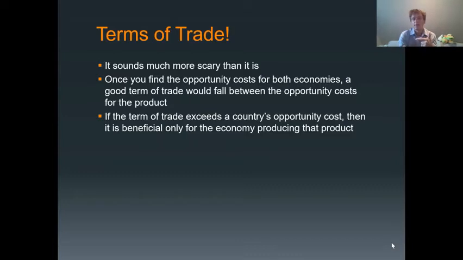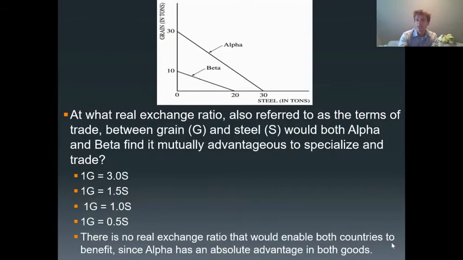Now, if you flipped it and switched everything to the other opportunity costs, taking the reciprocals of everything, it should still fall within those parameters. If a term of trade exceeds a country's opportunity cost, then it's only beneficial to the economy who is producing that product. Now, like I said, this sounds scary until you actually get into working with it, and then it's a lot more simple. So here's an example that I use on a quiz in macro.